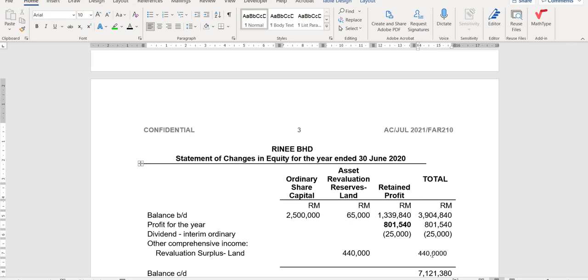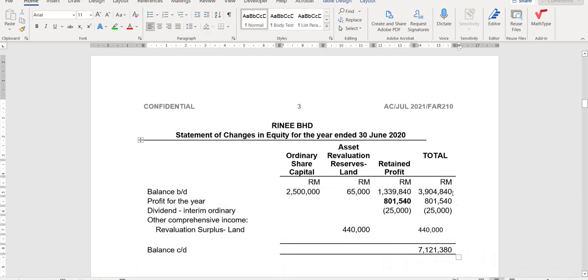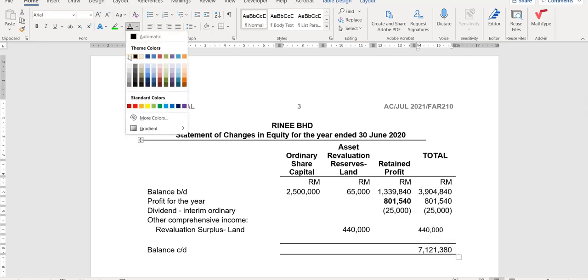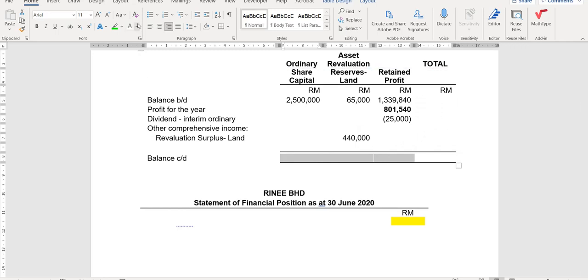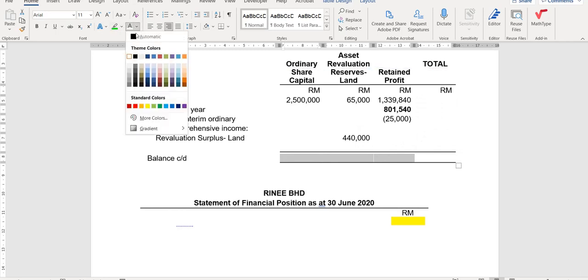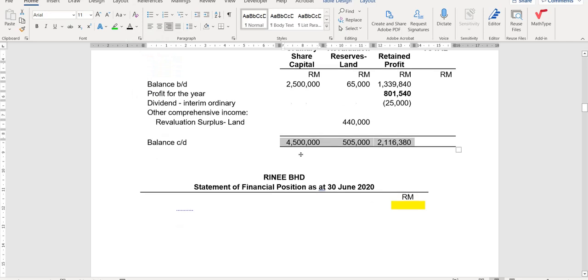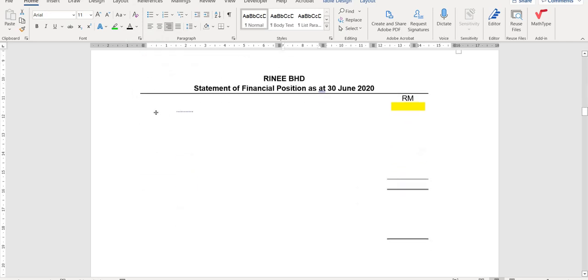Okay, actually this part is not given marks, so I will just hide this. Marks are given for the part related to retained profit and the reserves, so I just hide that from you. Okay, if you do it, it's fine, but now I'm going to just focus on the first three columns. So that will give you 2,116,380. Right. Next would be to prepare the statement of financial position.